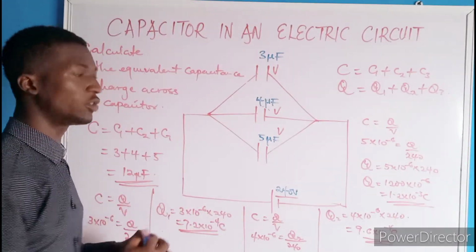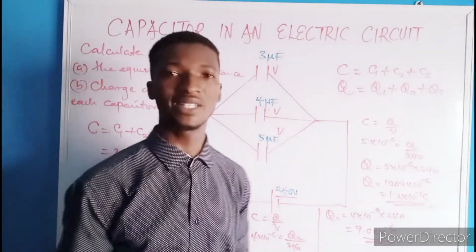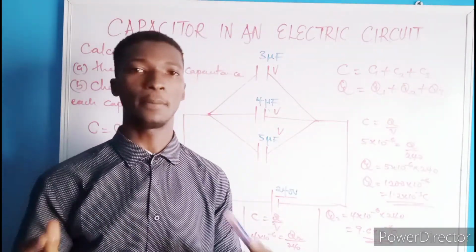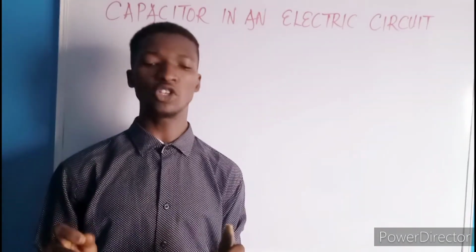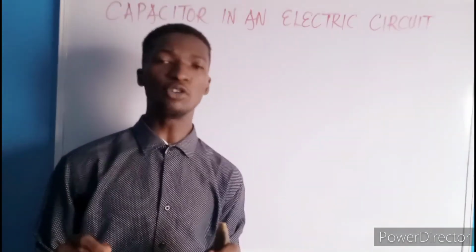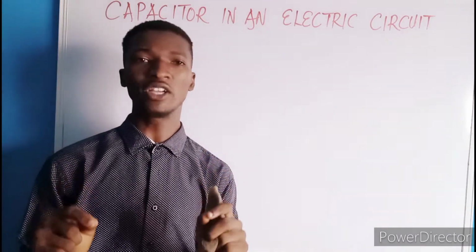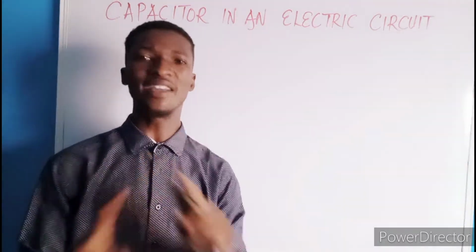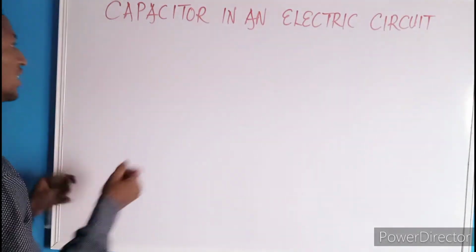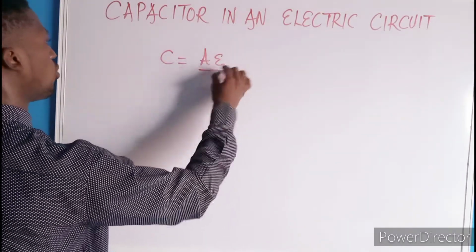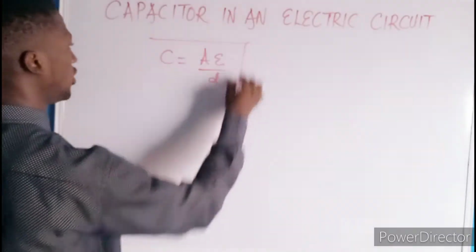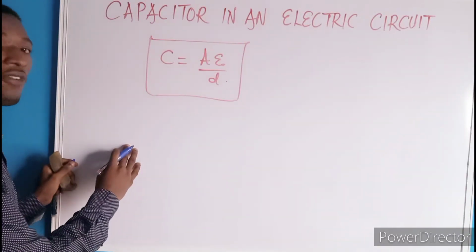Now we've come to the aspect whereby we can denote the factors that affect the capacitance of a capacitor. What are these factors? With respect to this, I'm going to give you an equation that is going to enable you to answer this question very well whenever you're given. And the equation is that C equals A E naught over D. This is the expression, A E naught over D.